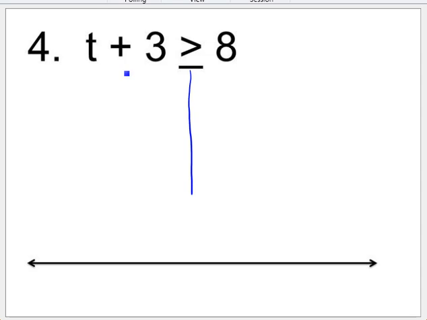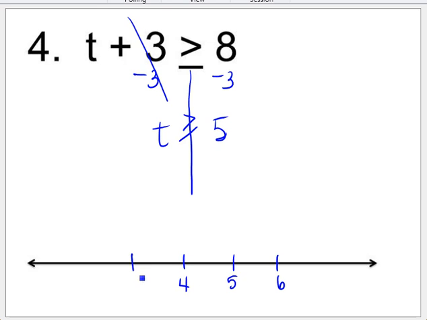This problem, we need to get the T by itself. The opposite of a positive 3 is a negative 3 on both sides. That creates 0, and I get T is greater than or equal to 5. I'll go ahead and place 5 on the number line with some other numbers. And this time I'm going to have to use a closed dot, meaning that 5 is included in part of my solution. I'm going to shade to the right. And there's the graph of this solution.